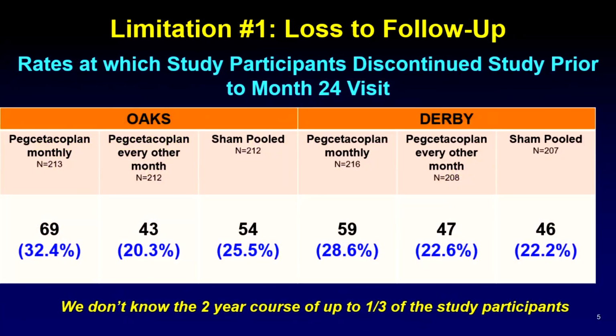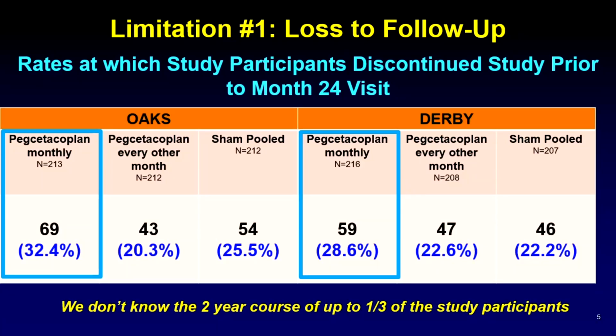Limitation number 1, there was a lot of loss to follow-up. If we look at the patients that were assigned to pegcetacoplan monthly, more than 30% in one of the 2 trials and 29% in the other trial had loss to follow-up at the 24-month visit. We don't know what happened to those patients, and we can do all sorts of statistical analyses to try to impute for their missing visits, but nevertheless, our confidence is diminished the more and more people don't return for follow-up.